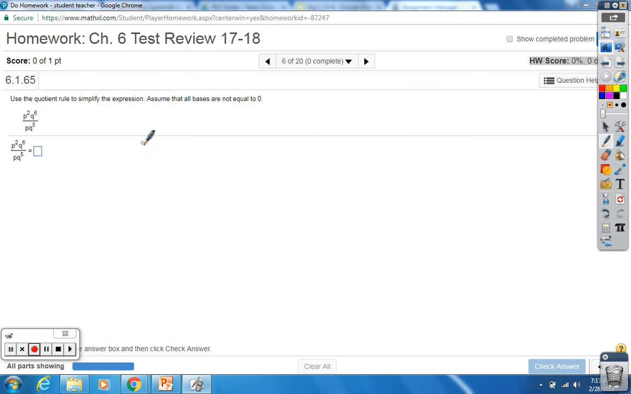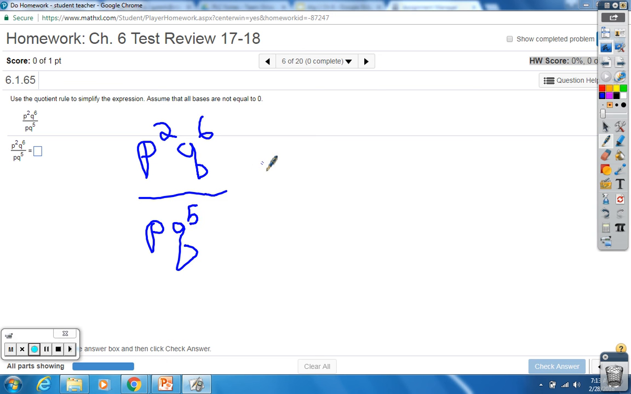Okay, so on this problem here, we're going to have to use the quotient rule. But first, let me just get this down. p to the 2nd, q to the 6th, all over p, q to the 5th.